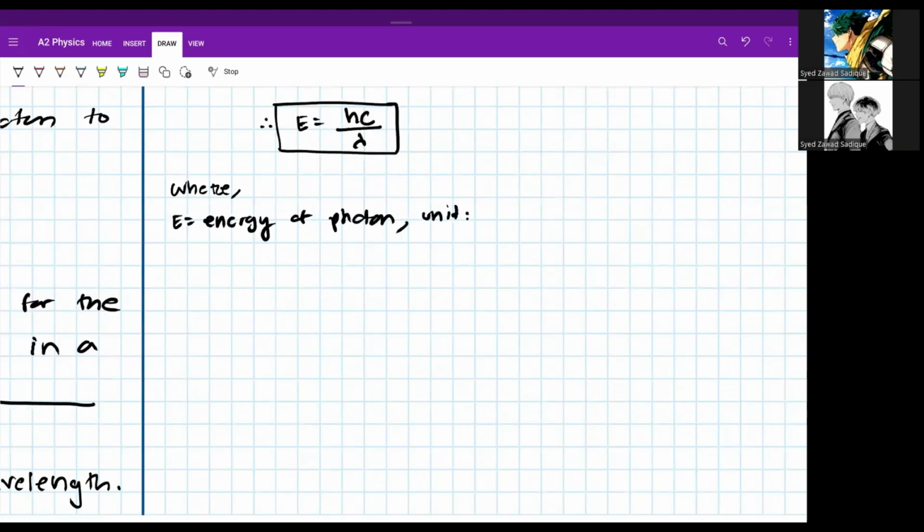The unit is electron volts. Something that's funny is you will learn the conversion from joule to electron volts in the chapter nuclear physics, but for now you just have to know this, okay?